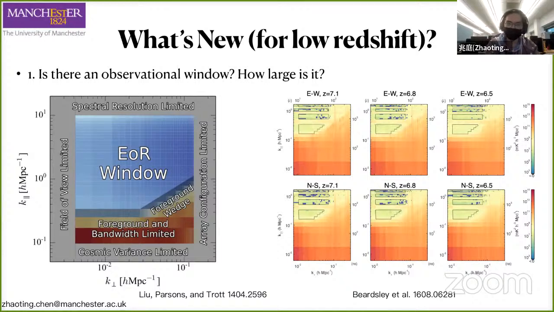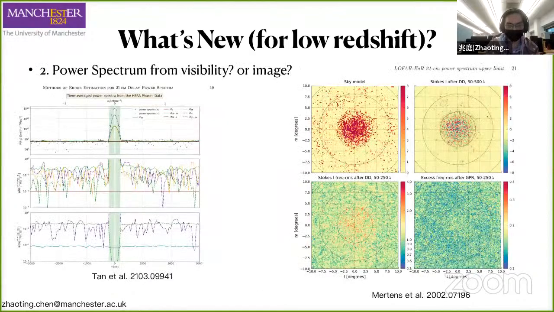Depending on whether there's an observation window or not, that determines your strategy to measure the H1 power spectrum. For example, for HERA, if you have an observation window, you can just do a delay transform and use a quadratic estimator to get the power spectrum and the error bar. However, for example, for LOFAR, perhaps the best thing to do is first do map making, then do some calibration and foreground removal, and then you can measure your H1 power spectrum. So spoiler alert, we find that for low redshift, there actually is an observation window.